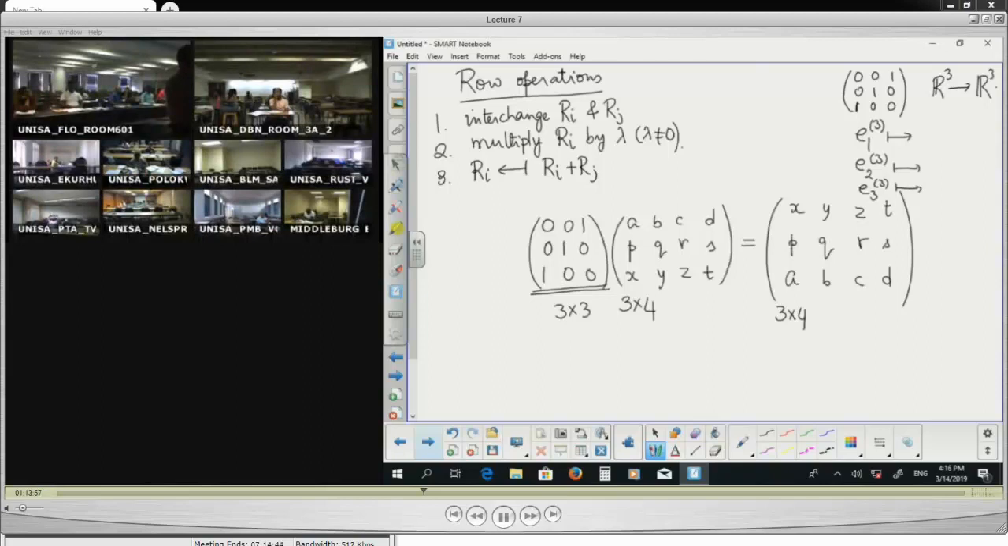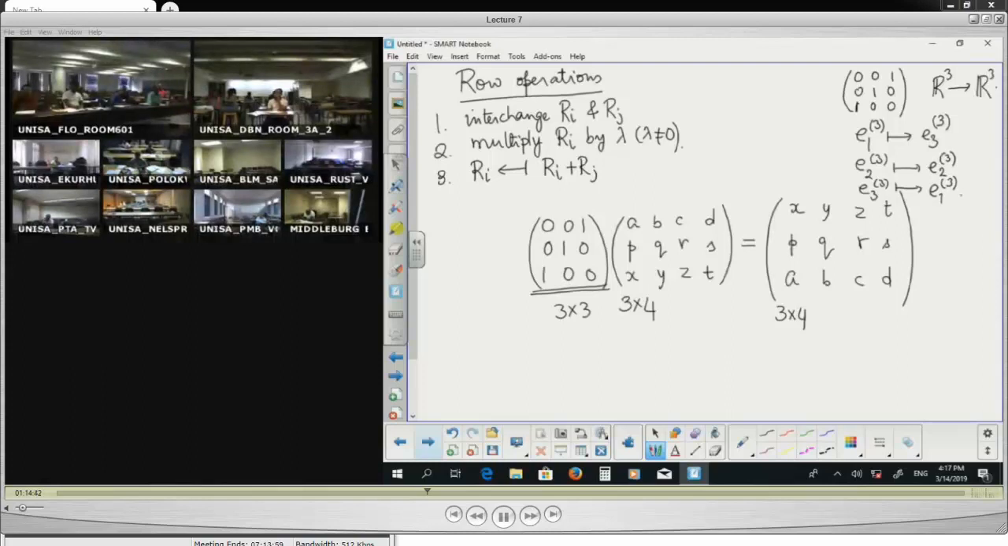Okay? So you see, is it clear? This one is? So it is? This 001 is E3. So E1 goes to E3, E2 doesn't change, and E3 goes to E1. So on the right hand side is the transformation of... Correct. So interchanging.